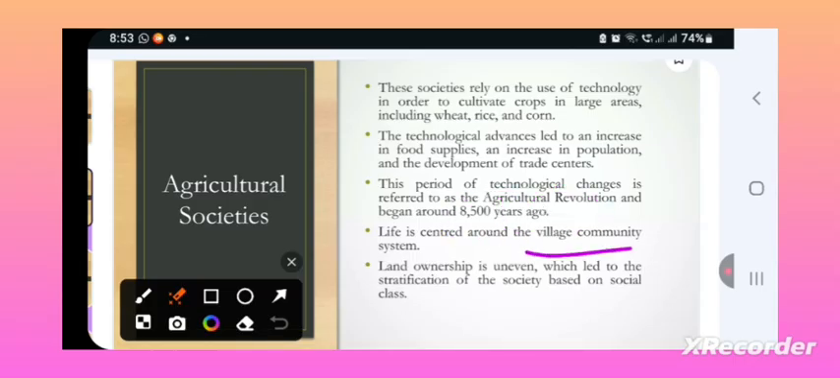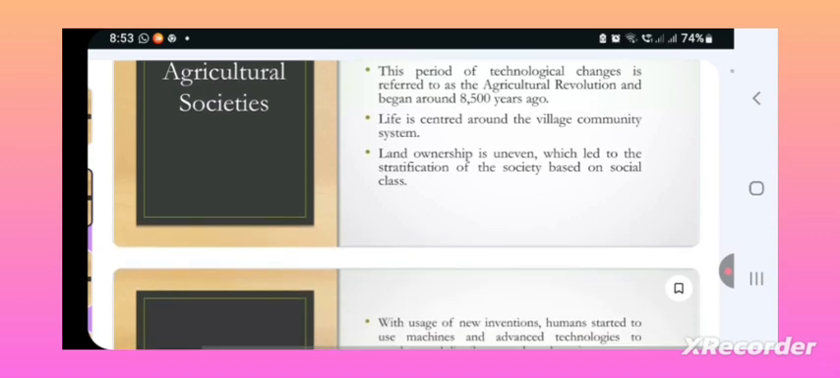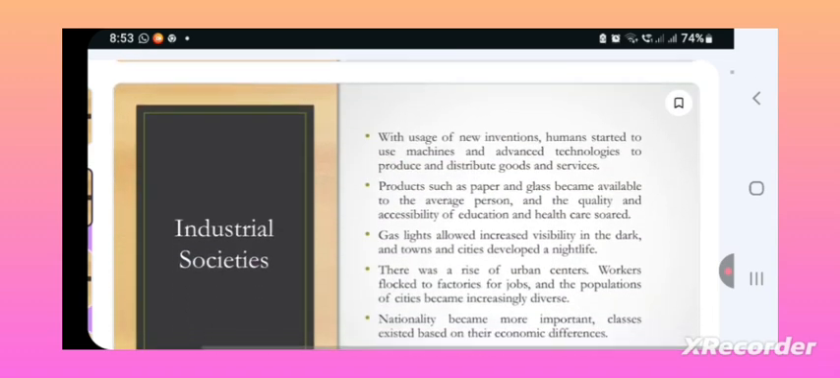Life is centered around the village community system, and land ownership is uneven.